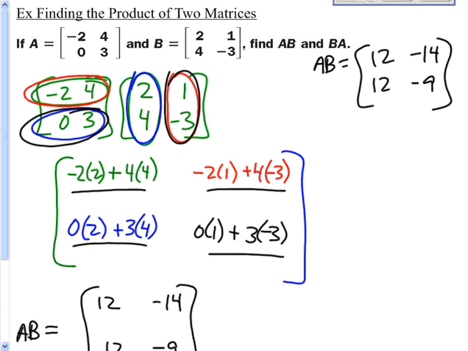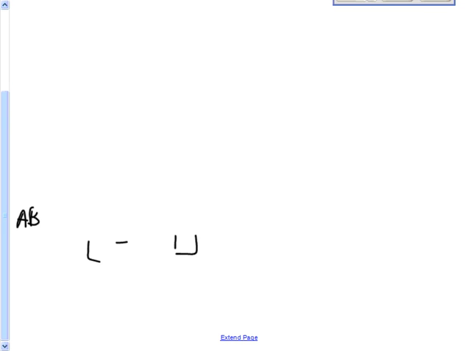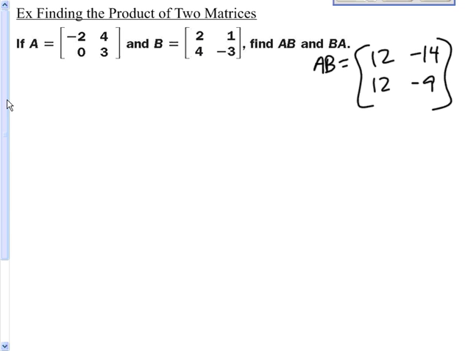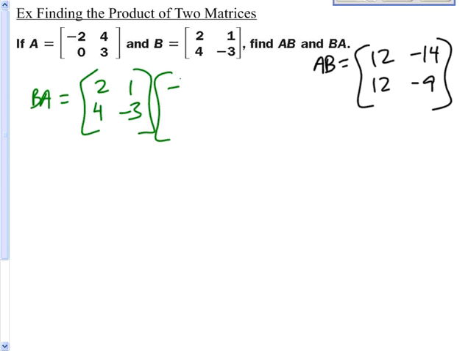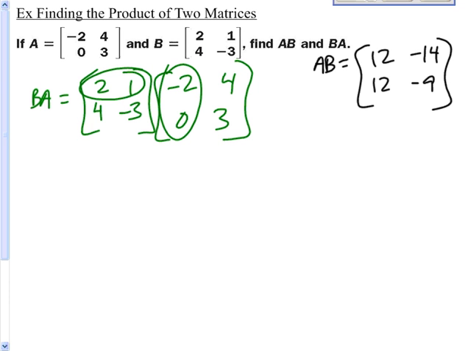Okay. Now, what about BA? What would that give us? So let's do it the other way. BA would be, so switch their order here. All right, so that would give us 2 times negative 2, negative 4, plus 1 times 0.